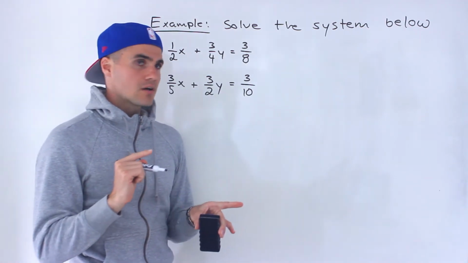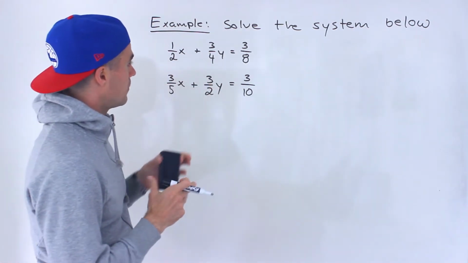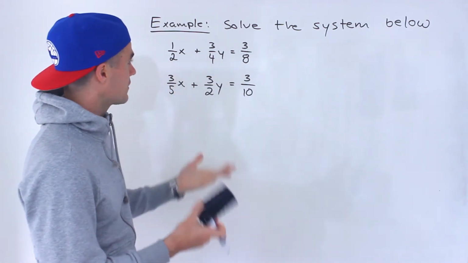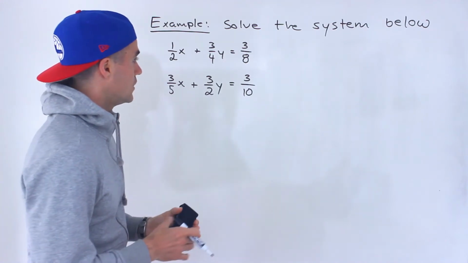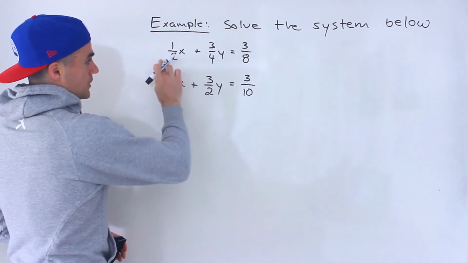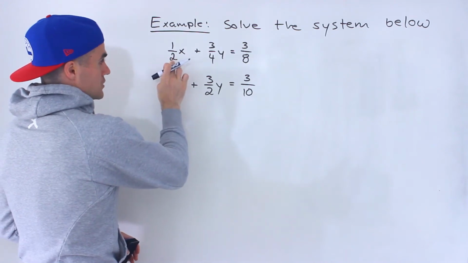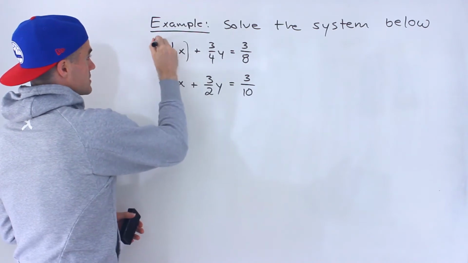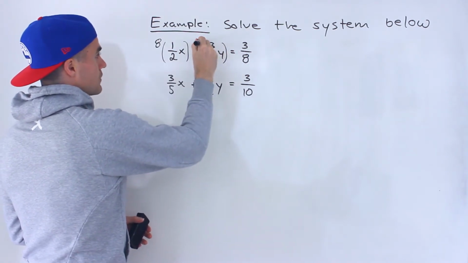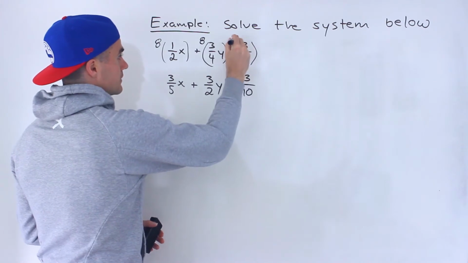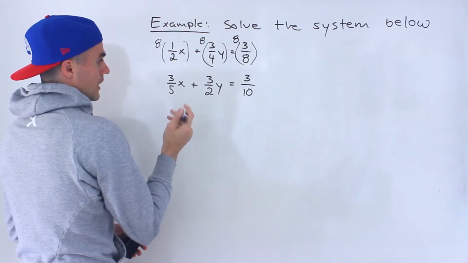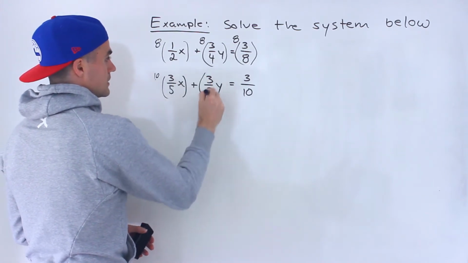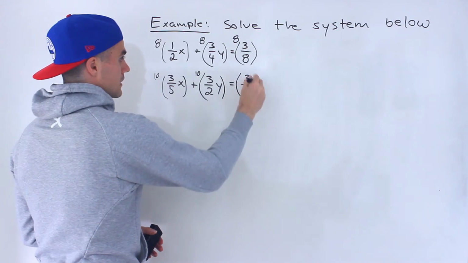First thing I'm going to do here is get rid of the fractions. So I'm going to multiply everything by the lowest common denominator in each respective equation. You don't necessarily have to do that; personally, that's what I do to make things a little bit easier. The lowest common denominator between 2, 4, and 8 is 8, so I'm going to multiply this by 8. You have to multiply everything on each side by that same value. And over here, the lowest common denominator between 5, 2, and 10 is 10, so I'm going to multiply each term by 10.